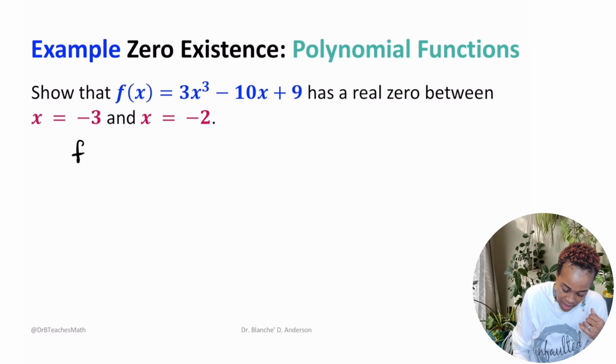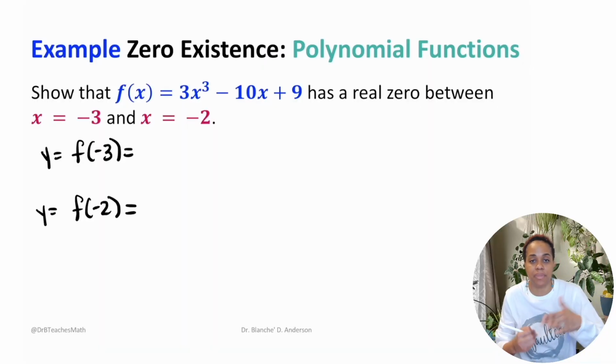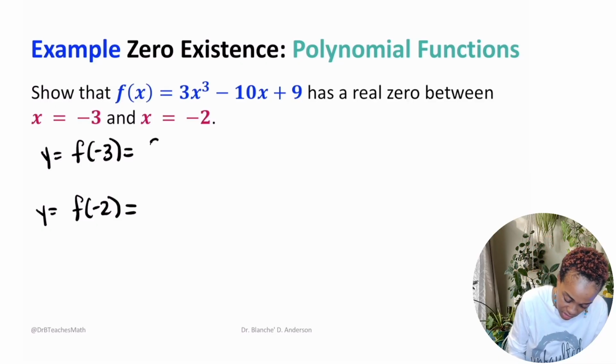Find f at -3 and then find f at -2. Remember, y is the same thing as f of x. So that's going to be 3.